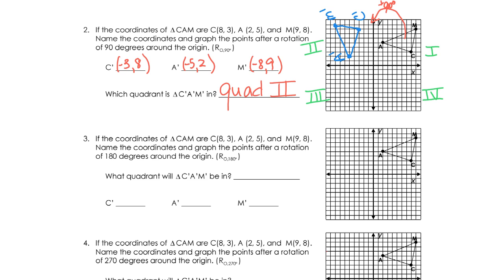So now it says if the coordinates of triangle CAM are the same as we began, so you can see that the triangle is still in quadrant 1, it's asking you to name the coordinates and graph the points after rotation of 180 degrees around the origin.